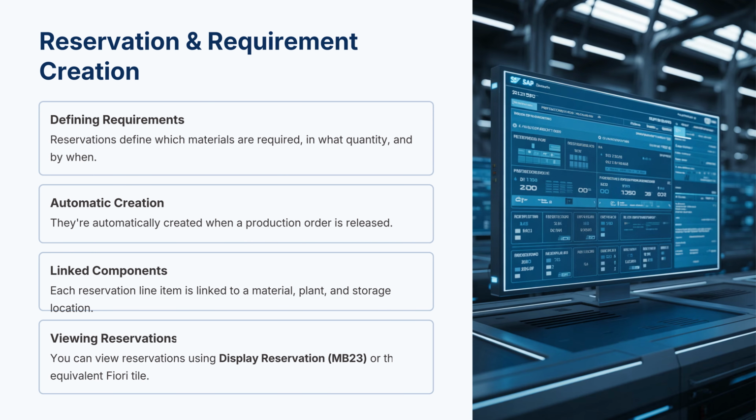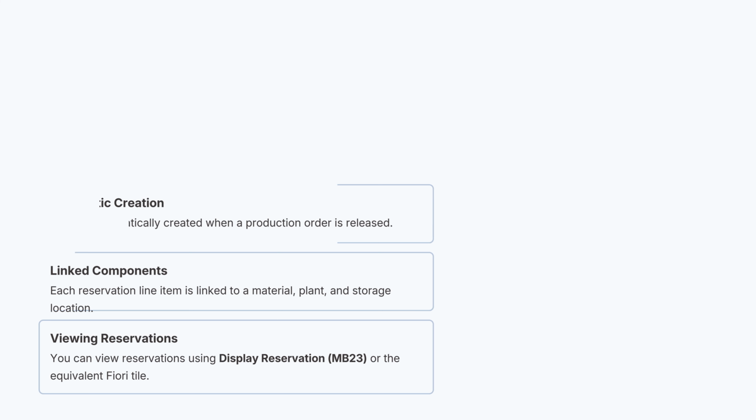Reservation and requirement creation. When a production order is released in S/4HANA Cloud, a reservation is automatically generated for each component. It defines what materials, quantities, and dates are needed. You can review reservations using Display Reservation, MB23, or via the Manage Production Orders, F2338 app. Reservations are the foundation for staging accuracy and system-driven movement.